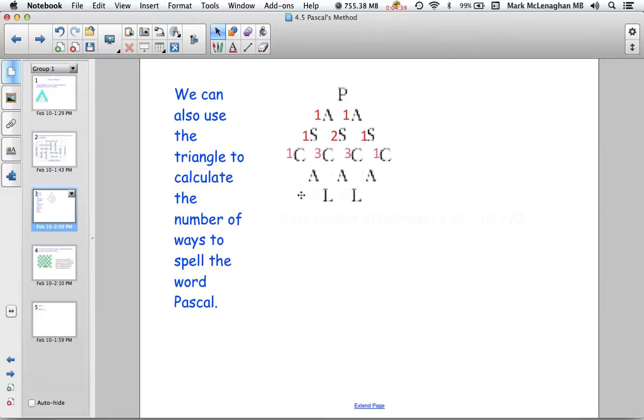For the C's, again, we can see it's the next row in Pascal's triangle, 1, 3, 3, 1. The next row, we have to cut off the 1s since we're not continuing in those directions. So we just add the 1 and 3 to get 4, and 3 and 3 to get 6, and the 3 and 1 to get 4. We add the 4 and the 6 to get 10. And since there's 2 10s, we add those together. And that gives us a total of 20 different ways to spell Pascal.